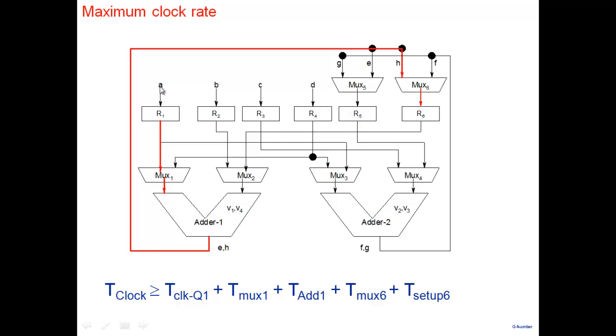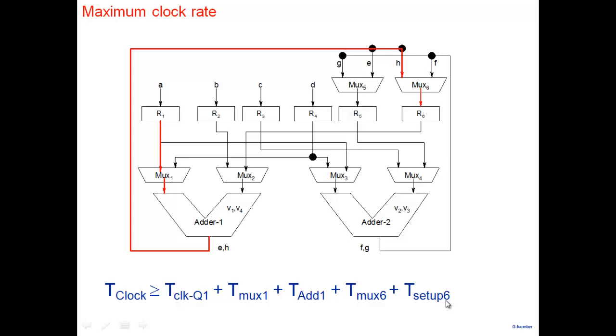So when you read A, there's going to be a clock to Q delay. Only after a clock edge comes, there's going to be a delay which is the clock to Q delay of R1. Then there is a mux delay here. Then there is an adder delay. After the adder delay, it is available here, let's say, and goes here. Then there is a mux delay here. After the mux delay it is available at this point. And it must be available a minimum of setup time before the next clock edge. That's the setup time of this particular register.